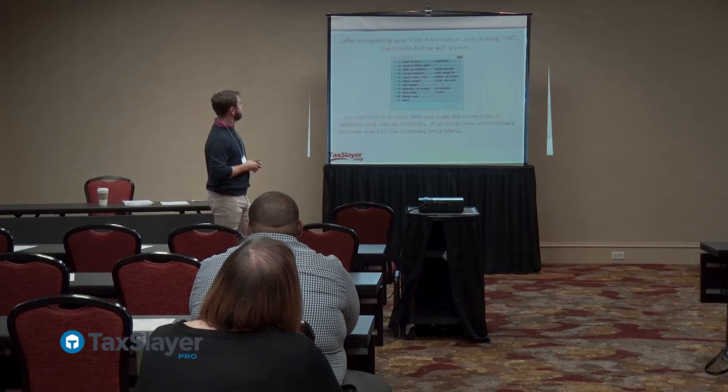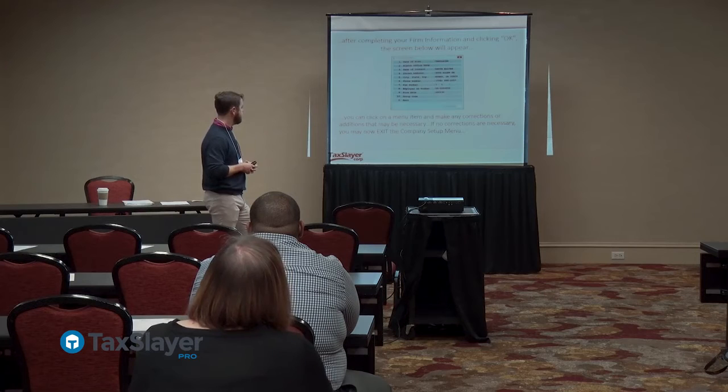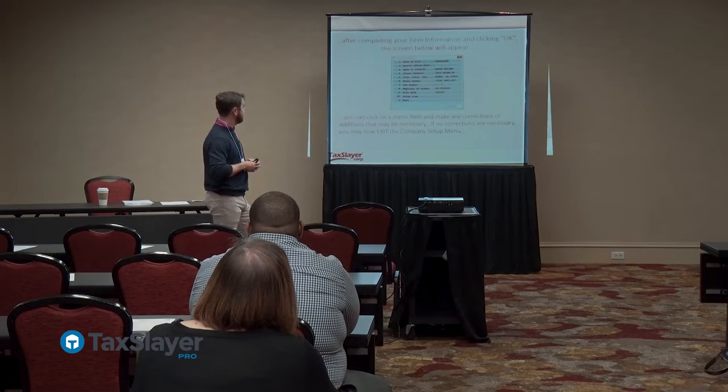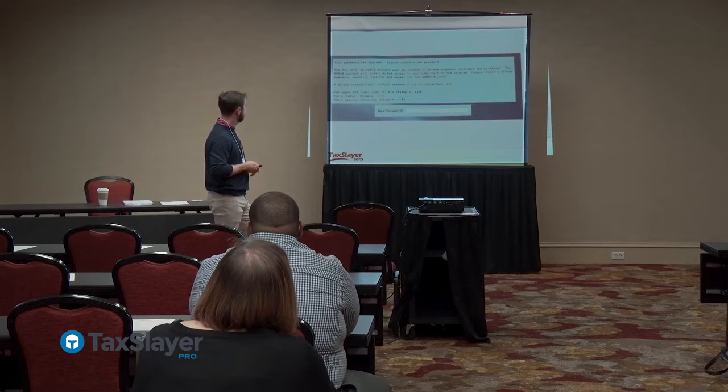All right, after completing your firm information and clicking OK, the screen below will appear. Okay, so let's go into the Company Setup menu. You can click the menu items and make any corrections or additions that may be necessary. Here's your firm name, again, branch office name, contact, street address, phone numbers. There's your firm EFIN listed there for you.